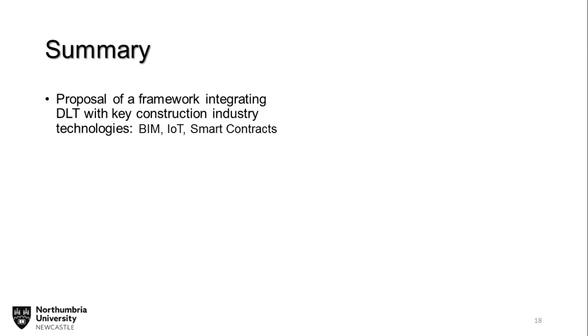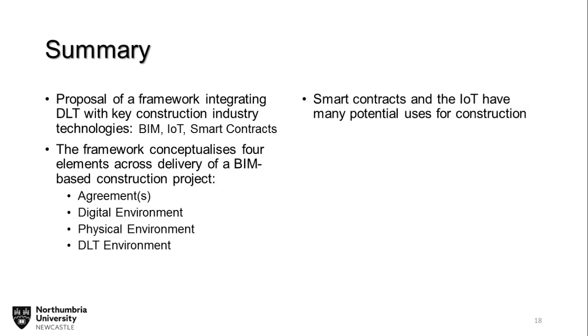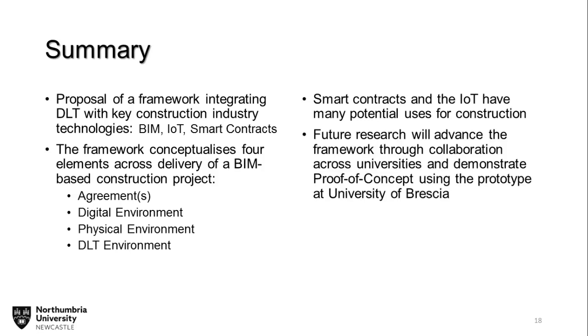So just as a recap, we're looking at integrating all these different technologies and how they rely on each other and how they operate in the real world. We have different elements within the framework that integrate the contracts, the standards and regulations, and then feed into the digital models and the physical environment through IoT sensors, and then process all of that data and store the historical record on the distributed ledger. Smart contracts and IoT have a number of uses. They will come together and create an ecosystem that will, I think, change quite a lot how we do things at the moment in construction.